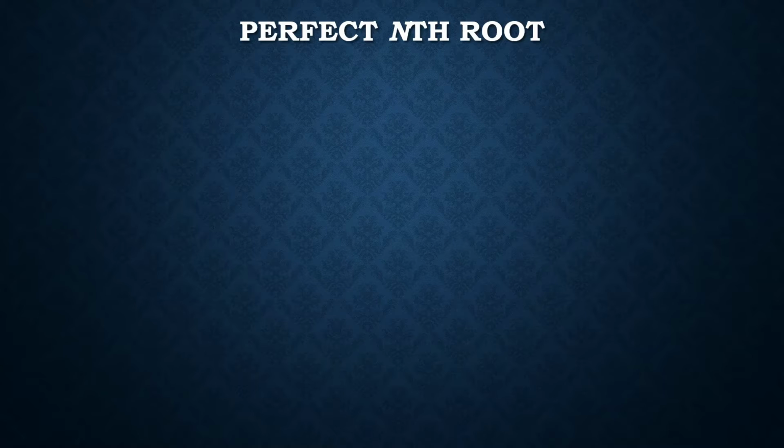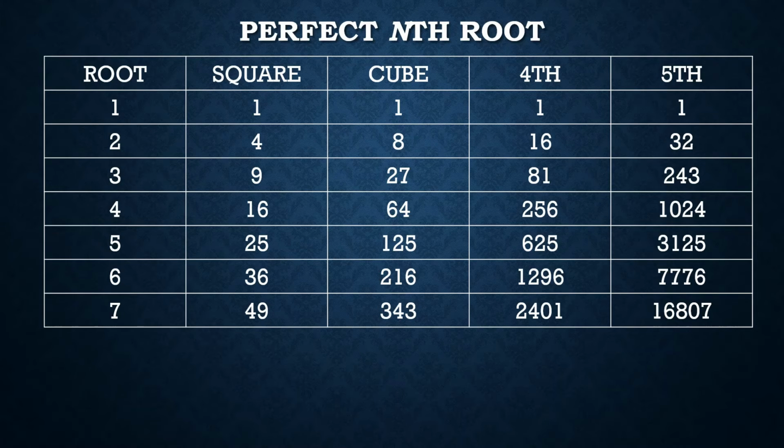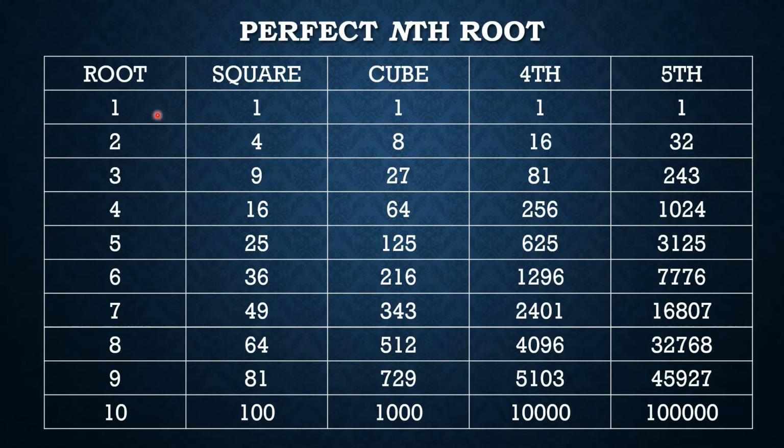Okay, first, let us have the perfect nth roots. Our perfect nth roots are up to 10. So this part are the roots. When we multiply it by itself 2 times, this is the answer. If you multiply it 3 times, that is the cube, then 4 times, and 5 times. So 2 times 2 is equal to 4. When we multiply 3 times, 2 times 2 times 2 is equal to 8. And 2 times 2 times 2 times 2 is equal to 16.